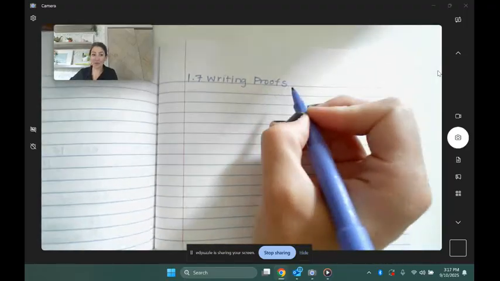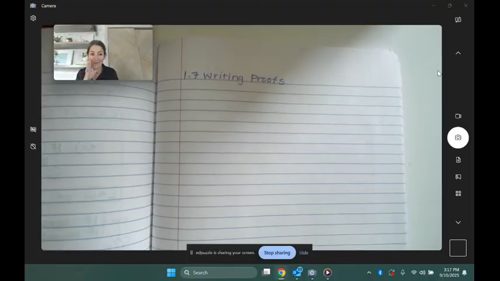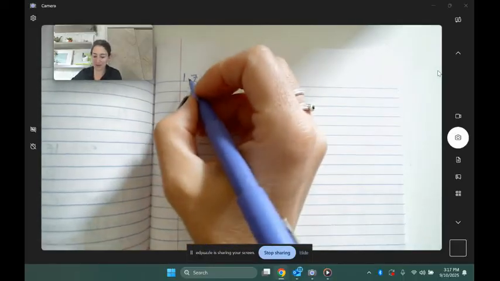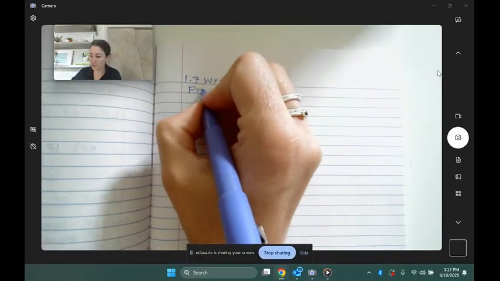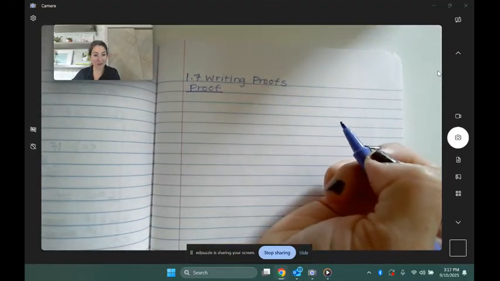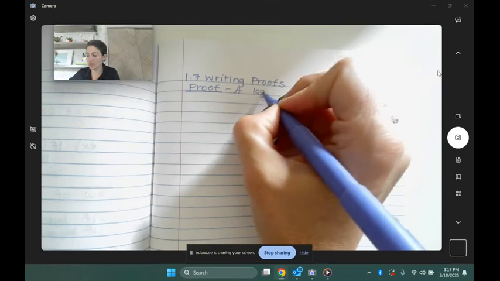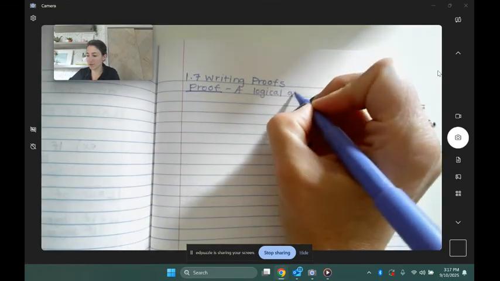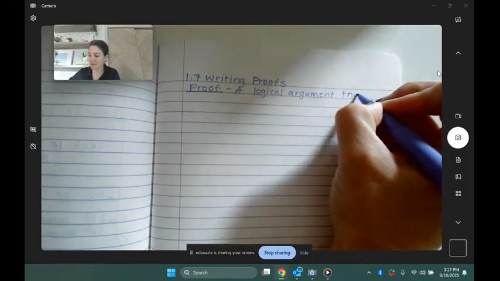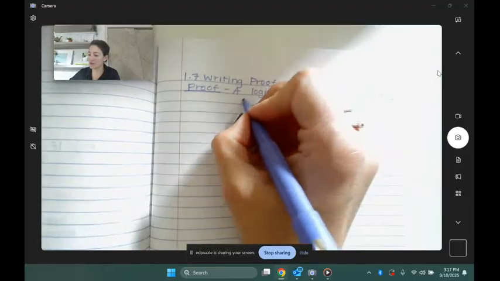All right, now proofs. A proof is a very memorable thing in math. If you ask anybody about a proof, they'll likely know what you're talking about. A proof is a logical argument that shows a statement is true.